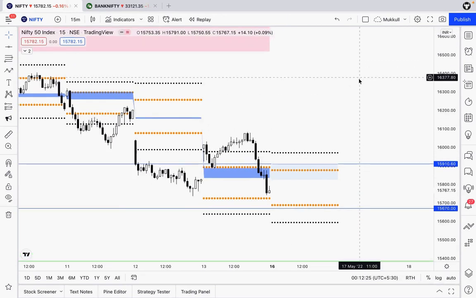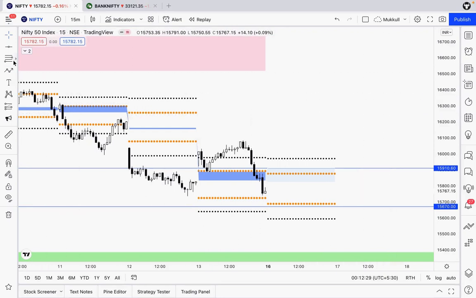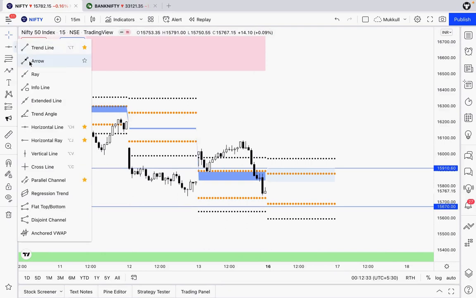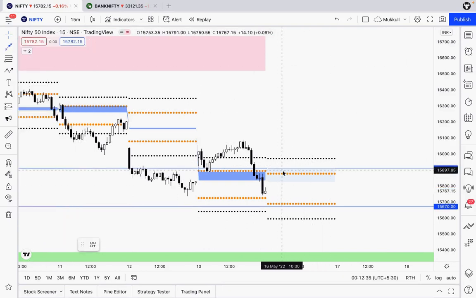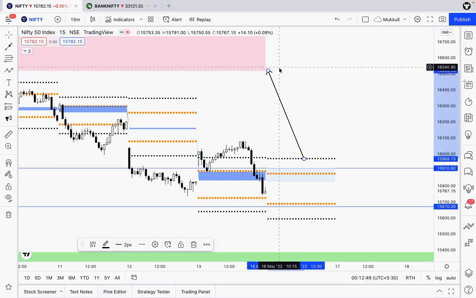Okay, and if we get a further short covering here above 16,000, our target can be set directly here, because this virgin CPR, this massive weekly CPR after this particular level can act as a magnet. Okay, that is somewhere around 16,500, 520.